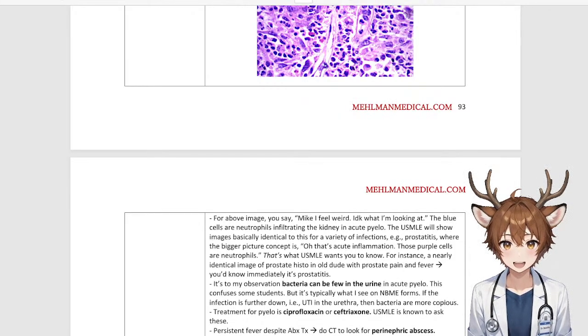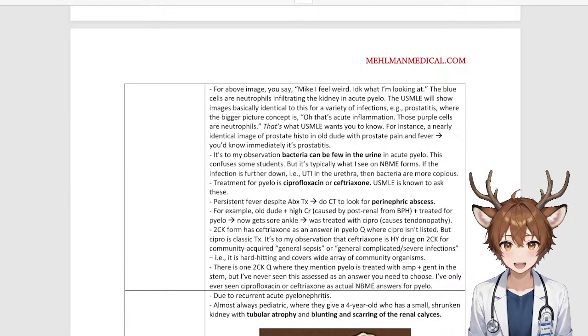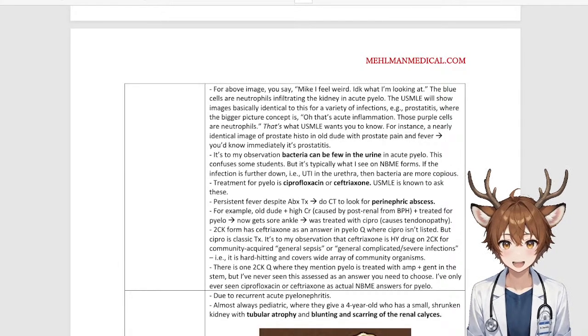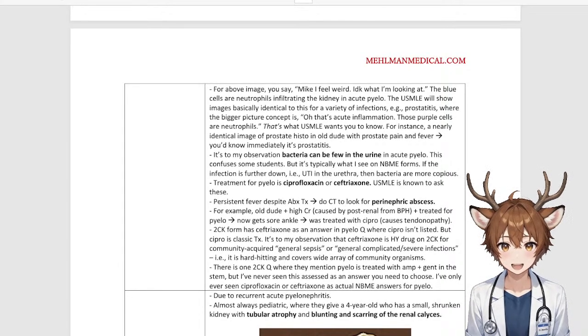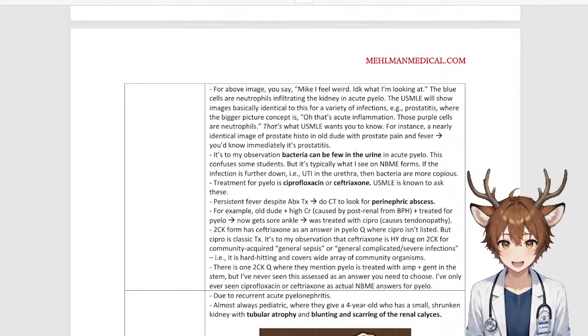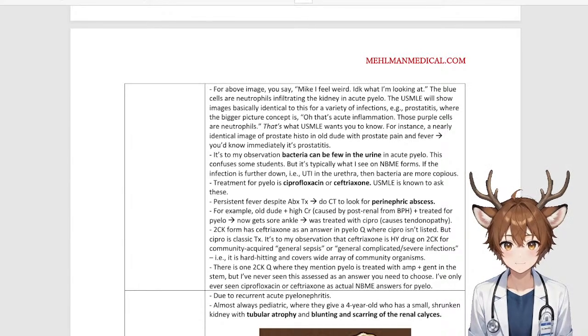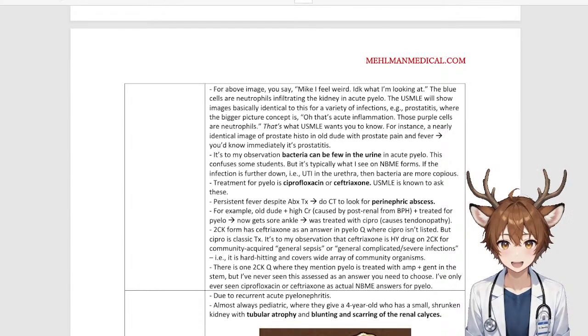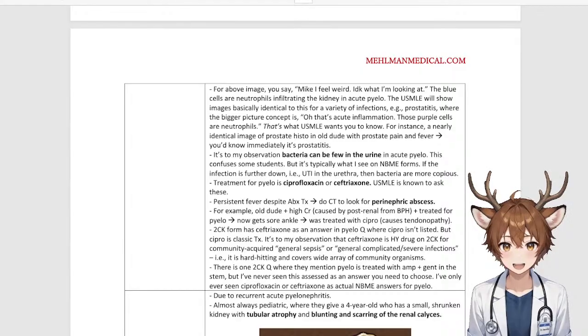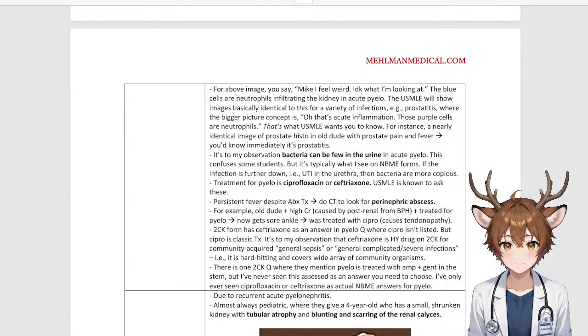Persistent fever despite antibiotic treatment, what you do is a CT to look for the perinephric abscess. For example, old dude plus high creatinine caused by post-renal from BPH, plus treated for pyelonephritis, now gets sore ankle. Now you go for Cipro causing tendinopathy. One CK form has ceftriaxone as an answer in a pyelonephritis question where Cipro is not listed. But Cipro is a classic treatment.